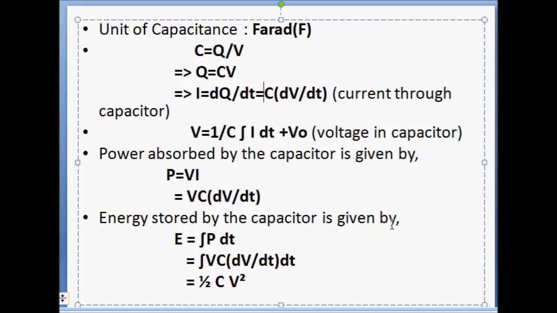Now energy stored in the capacitor is the product of power into time, integration of P over a specific interval dt is equal to V C dV by dt into dt. V into I, remember, VIT, which is equal to V into C dV by dt for I and dt. So it is equal to half CV square, the energy expression.